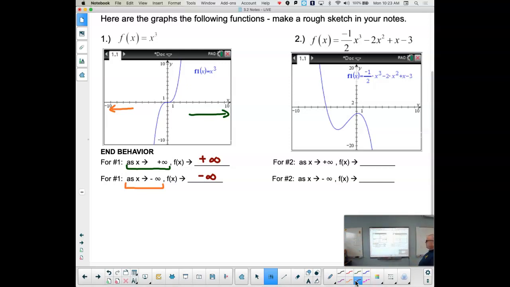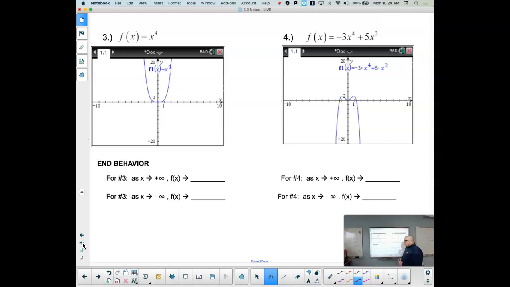Number 2 here, okay? The right side of my graph, as x is going to positive infinity, I am going to negative infinity because my graph is going down. The left side of my graph is going up right there, so it is going to positive infinity. Okay? Good times.